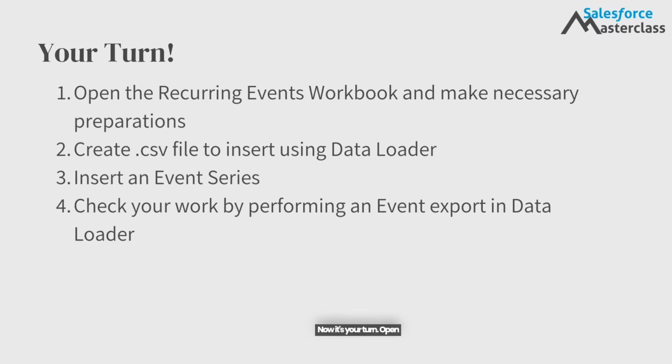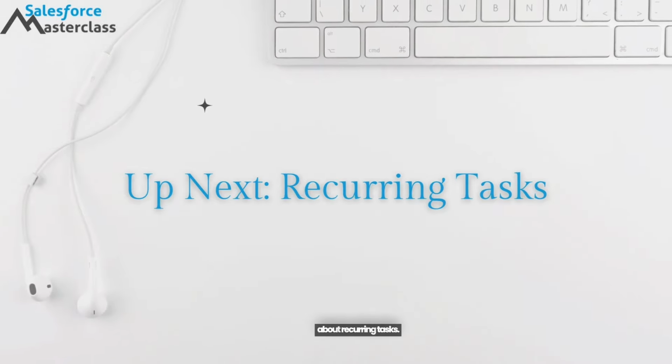Now it's your turn. Open up the Recurring Events Workbook and take a look at the different tabs. Get familiar with the formulas, take a look at the ChatGPT prompt, do a test of inserting an historical event series to make sure that you really understand what's going on with the data. Up next, you will learn about recurring tasks.